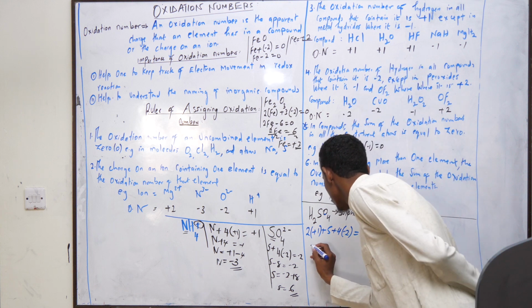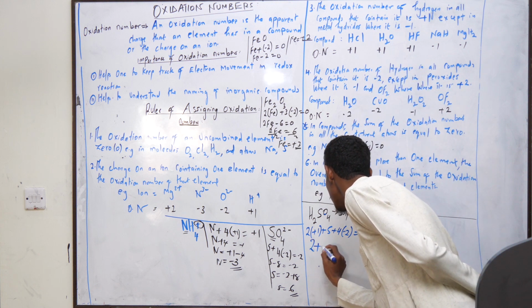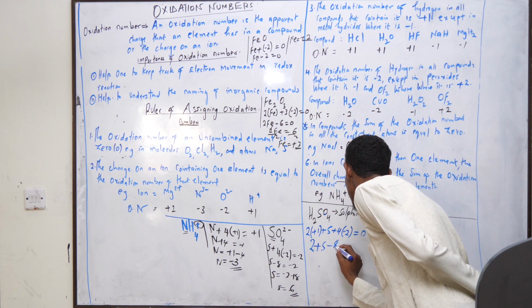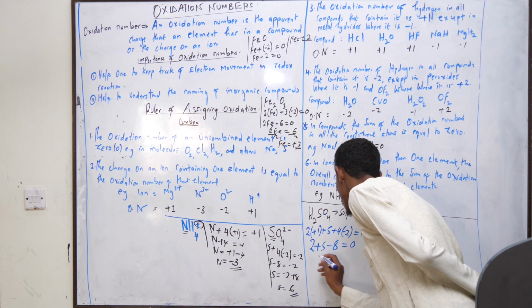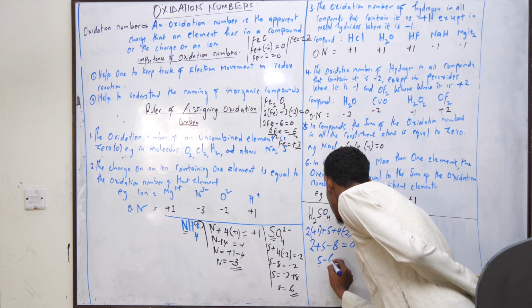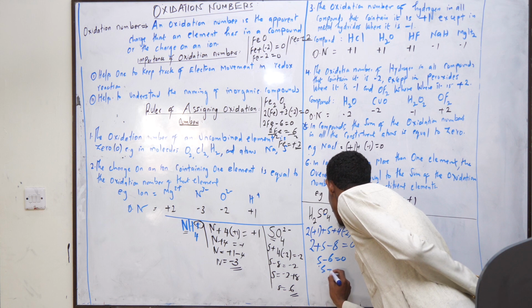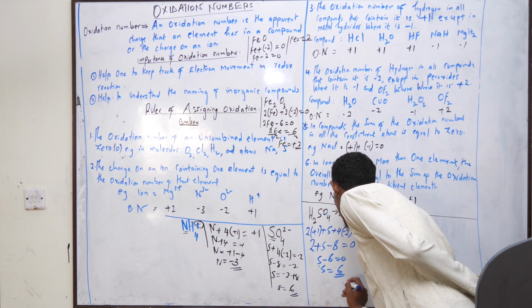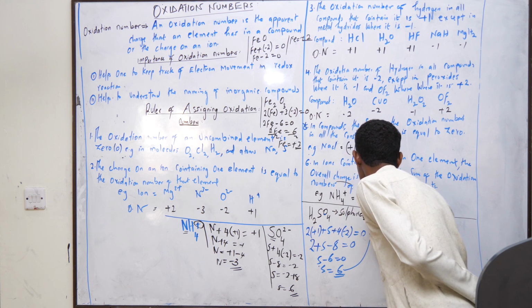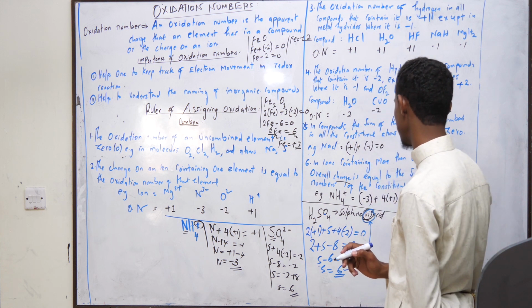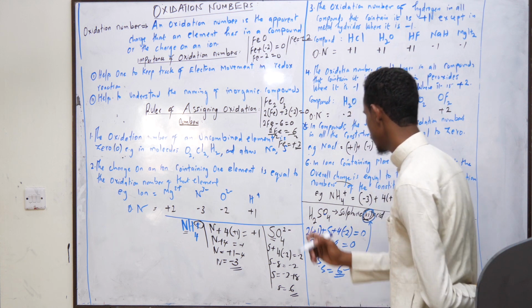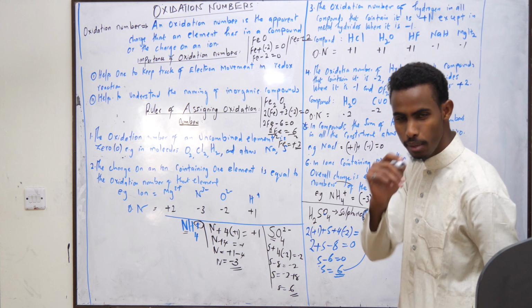Now it becomes 2 plus S minus 8 is equal to 0. Now it becomes S minus 6 is equal to 0. S is equals to 6. And therefore, you can see that sulfuric 6 acid is very correct. Let me show you another one.